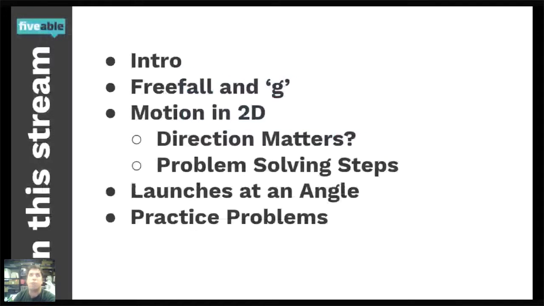We're going to basically walk through some of the basic parts of two-dimensional motion and free fall. So we'll do a little bit of introduction. I've got a couple of video clips to watch and hopefully get some comments out of. We're going to go over what is free fall, what is little g, how do we describe that sort of stuff. And then we'll go into motion in two dimensions and talk about, well, does the direction you're moving matter? How do we deal with moving in multiple directions at the same time?